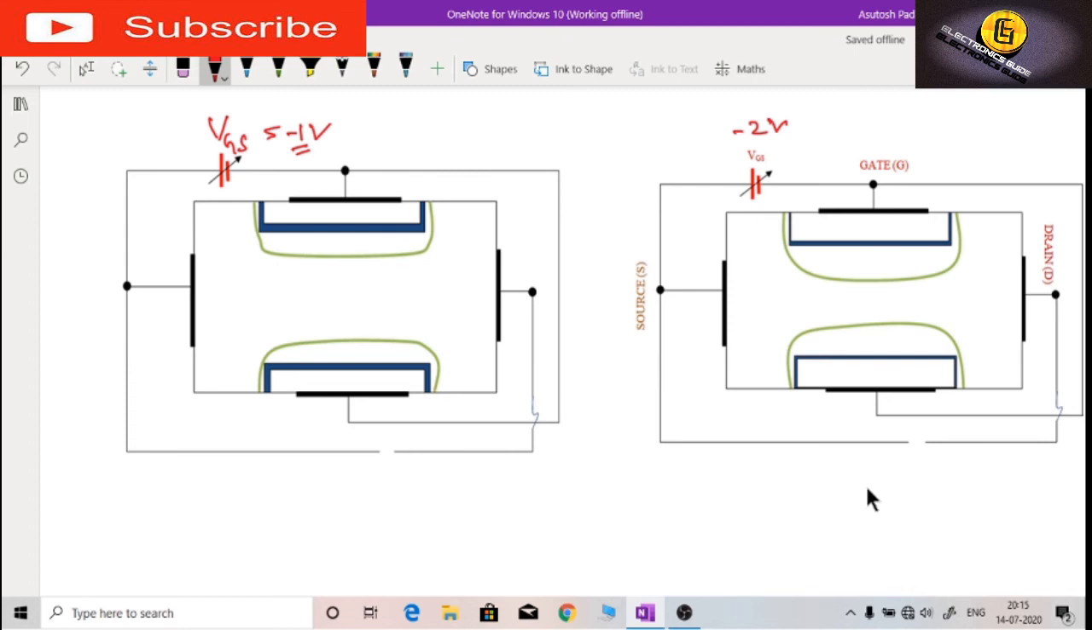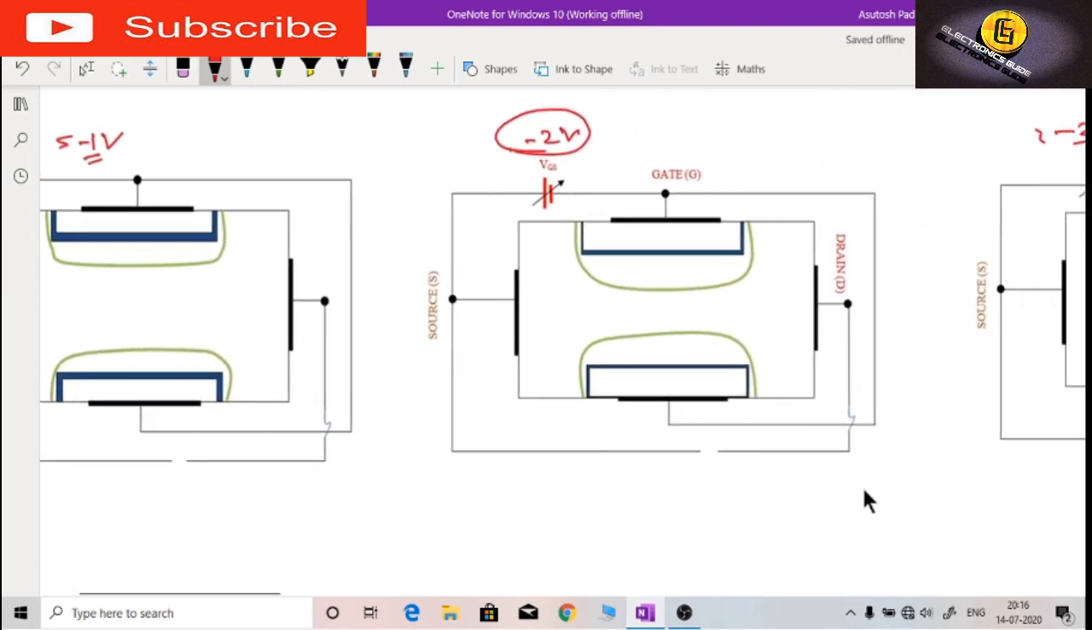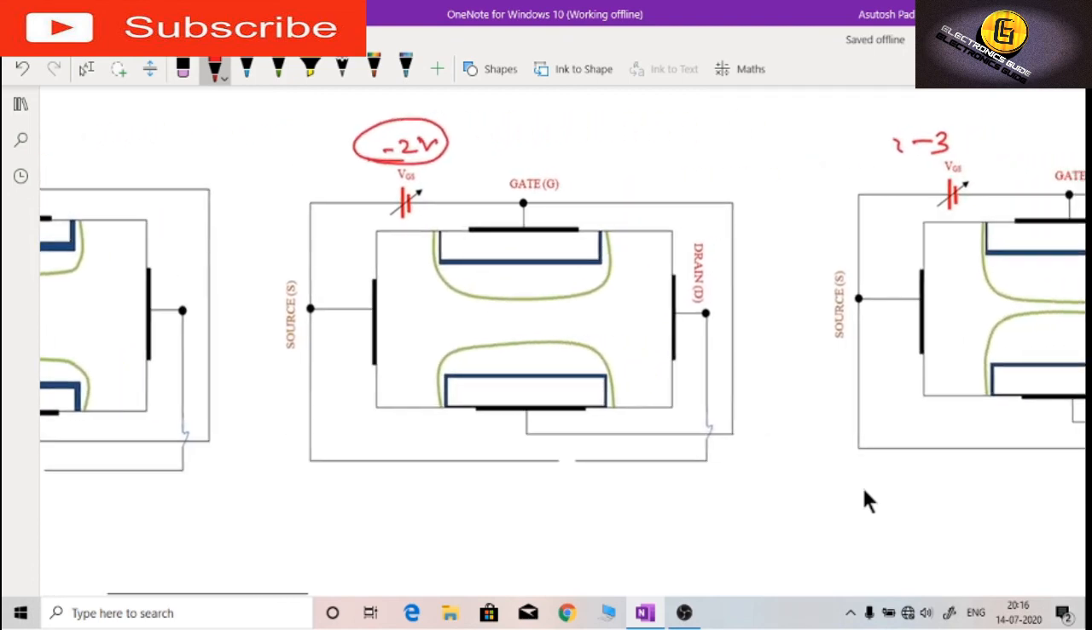When we are increasing the reverse voltage, the width of the depletion layer is going to increase, due to which the channel width decreases, channel resistance in turn increases, making ID value lesser. When we are giving minus 2 volt VGS, then the channel width further decreases, making ID value further reduced.